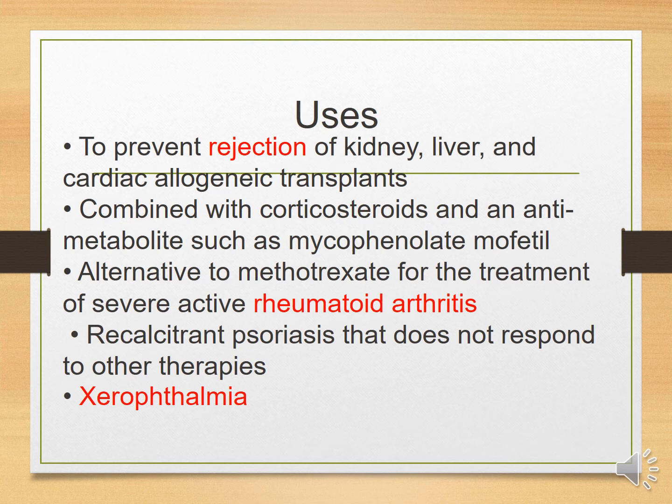Its various uses are to prevent rejection of kidney, liver, and cardiac allogenic transplants. They are combined with corticosteroids and antimetabolites such as mycophenolate mofetil. I told you in the start that combination of 2 or more drugs is given for immunosuppressive therapy. They are used as alternative to methotrexate for the treatment of severe active rheumatoid arthritis. They are used in recalcitrant psoriasis that does not respond to other therapies and xerophthalmia.